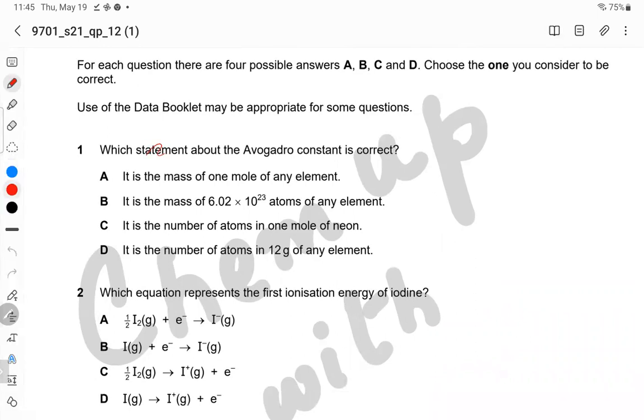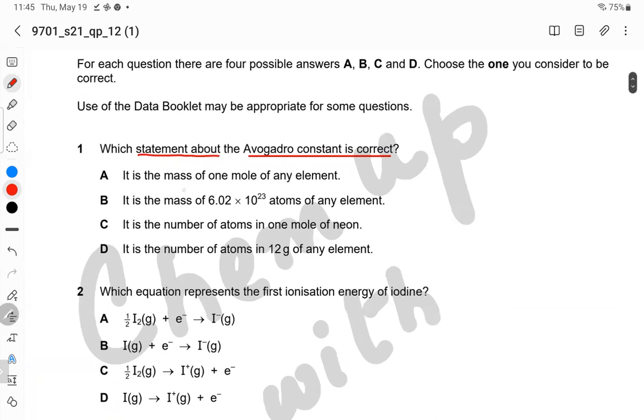Now, which statement about the Avogadro's constant is correct? First statement क्या कह रहे हैं? It is the mass of one mole of any element. Is this a correct statement? Is the Avogadro's constant the value 6.02 exponent 23 the mass? Very good, Tisha. No, it's not the mass, it is the number of particles. So it means our A statement is wrong.